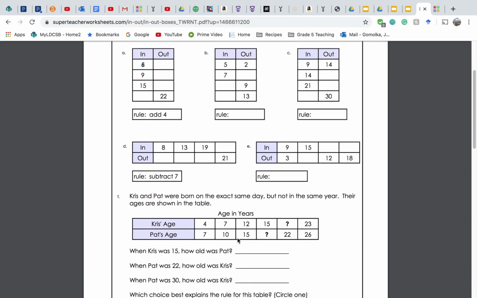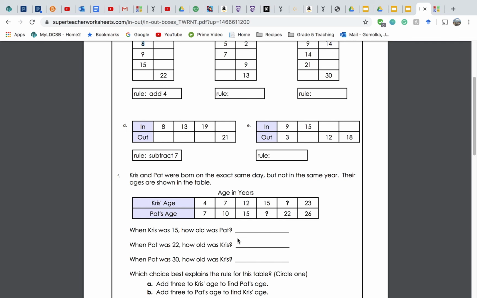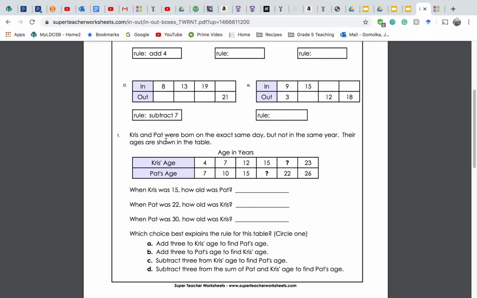Let us do another one here. Chris and Pat were born on the exact same day, but not in the same year. Their ages are shown on the table. So we have their age in years. Chris's age is shown here, and Pat's age is shown here. So when Chris was 4 years old, Pat was 7. When Chris was 7, Pat was 10. When Chris was 12, Pat was 15. When Chris is 15, what was Pat's age?